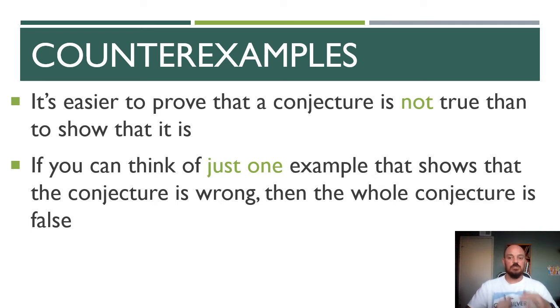If you have a conjecture and you test it 1,000,000 times and it works every single time, but then on the 1,000,001st try, it doesn't work, that conjecture didn't work. It was false. So even though it worked 1,000,000 times in a row, if you can find that one case, that one example that shows that it doesn't always work, then the conjecture itself is not true. In order to be true, a conjecture has to always work.